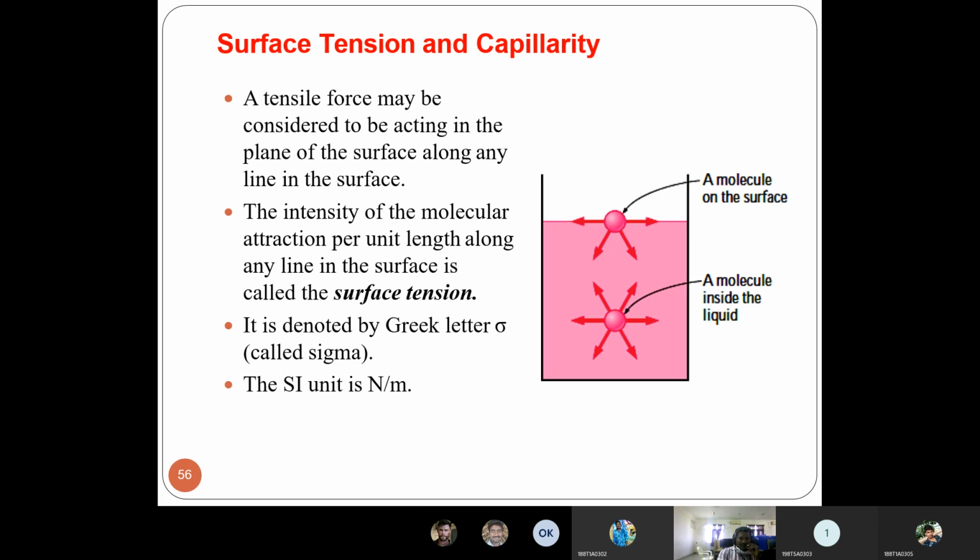The tensile force may be considered to be acting on the plane of the surface along any line of the surface. See, along this line of the liquid surface, tensile force is acting. The intensity of molecular attraction for unit length along any line in the surface is called the surface tension. It is denoted by the letter sigma, and the SI unit for this is Newton per meter.